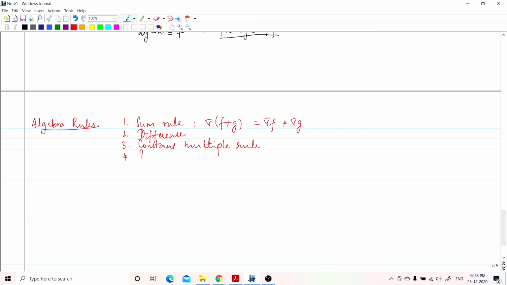Fourth one is product rule. The last one is quotient rule. Should I explain what we mean by these rules, or can you understand what I am trying to say here?